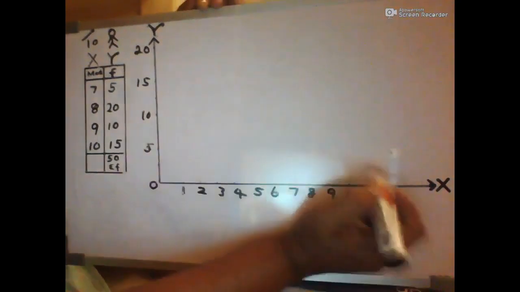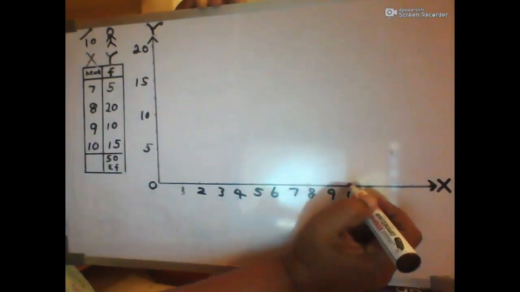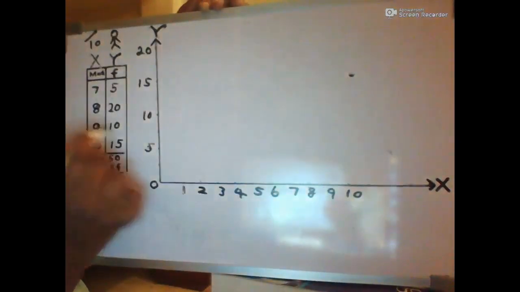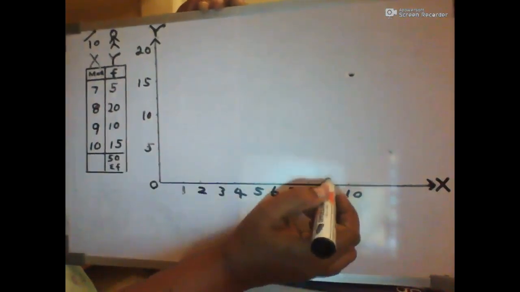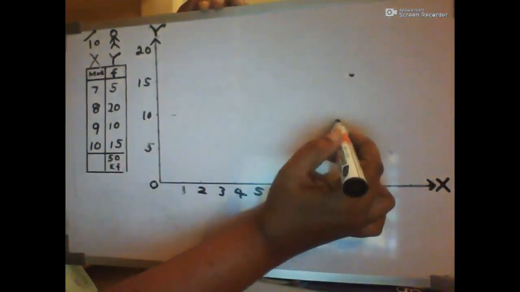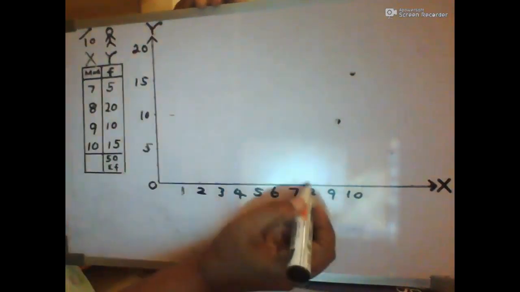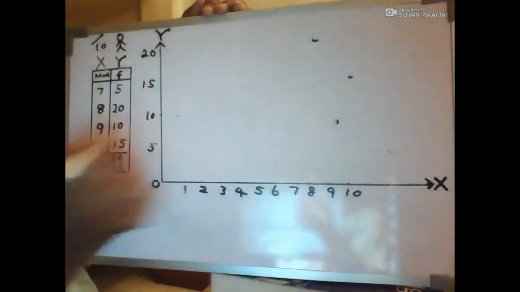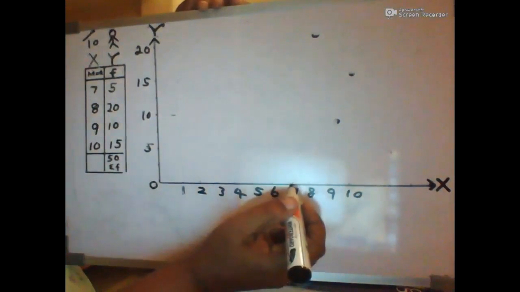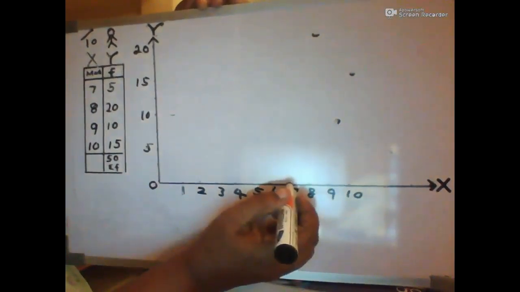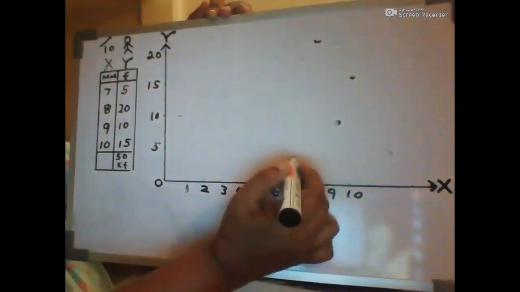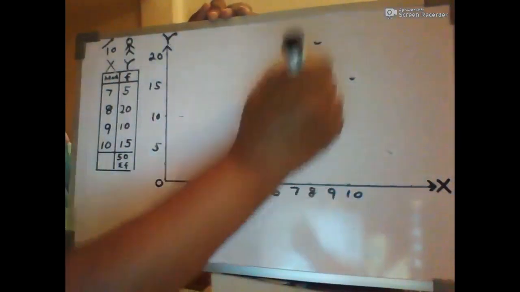Now we'll draw here the mark 10 by 15 students. The mark 10, 15 students, and then the mark 9 is scored by 10 students. Then the mark 8 by 20 students. Then 7 by 5 students. 5 students have scored the mark 7. That's 5. Like this. So the graph will be, if you join this, like this.